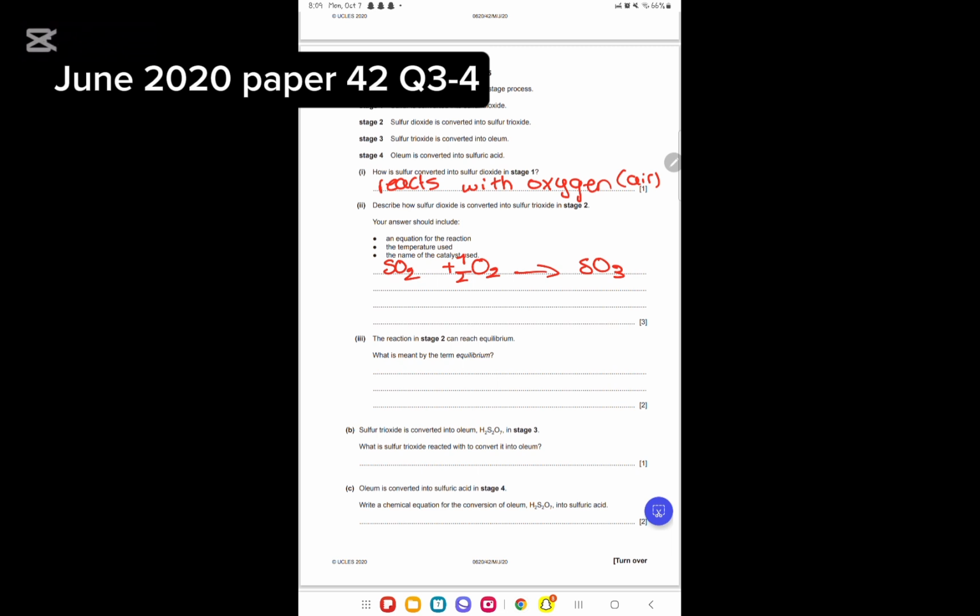Now, the temperature used is 450 degrees Celsius, and our catalyst is called vanadium(V) oxide. So that is for part 2.